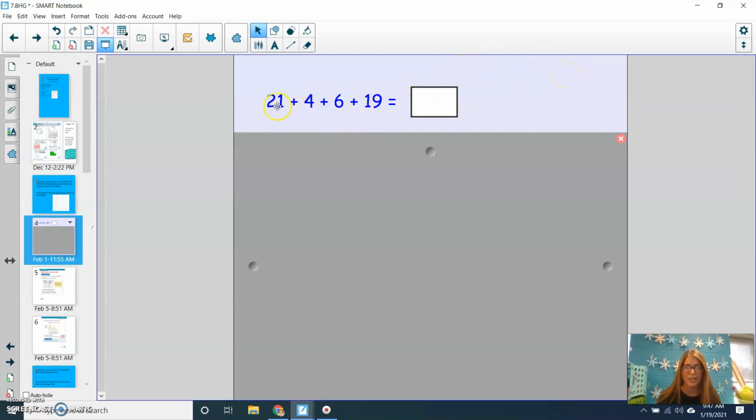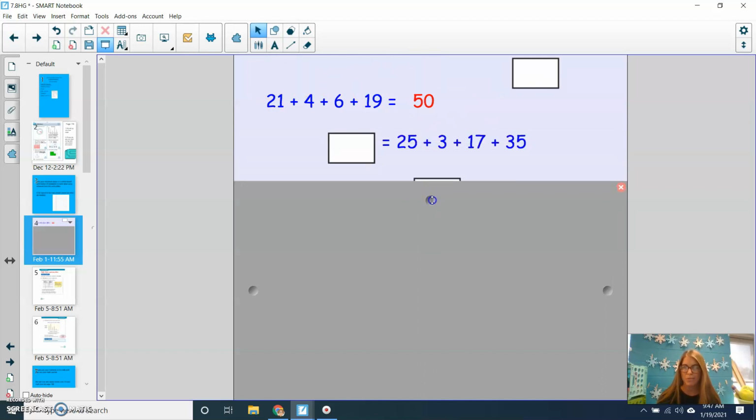All right, second graders, so I'm going to start with my 21 plus my 19. So I know if I added my 9 more to 21, I would be at 30, and then adding the 10 more, I'd be at 40. And then I know 4 plus 6 is 10, so 40 plus 10, I would be at 50. Let's try some more problems like this.